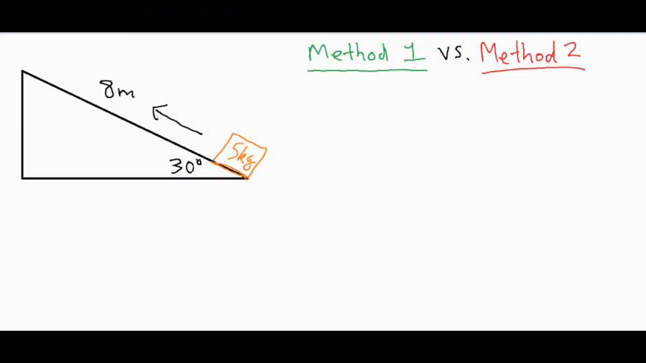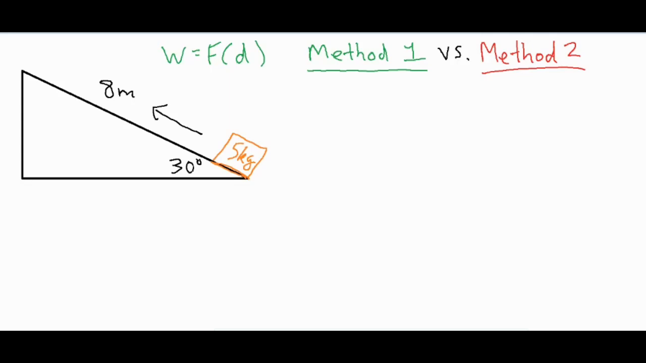In this video, we're going to be solving for work using two different methods. So we have a 5 kilogram block at the bottom of a ramp that's pulled up 8 meters. Now for work, we are going to be doing the force times the distance.